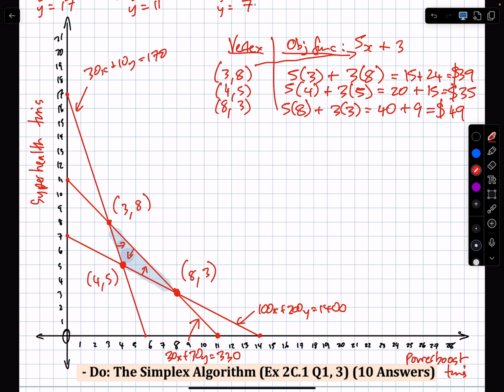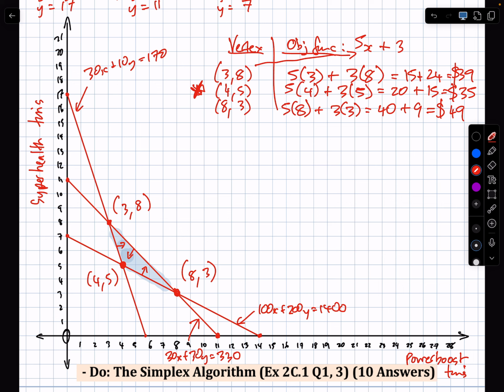So according to our little table here, which is the best solution for Hano to meet his requirements, but is also the cheapest, yes? The middle one. 4 of Power Boost, 5 of Super Health. So put a star next to that.